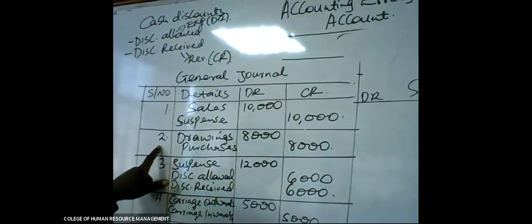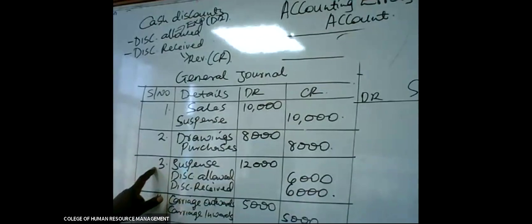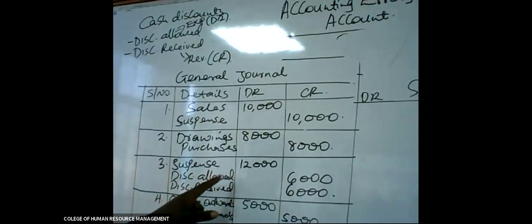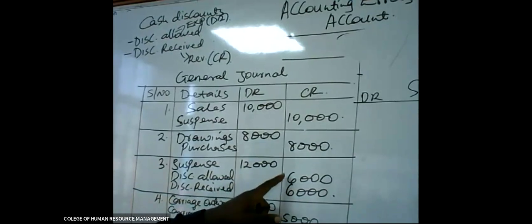The second error, there is no suspense, so this entry cannot be recorded in that account. The third error, it was affecting the suspense by 12,000, and this 12,000 is on the debit. The 12,000 is 6,000 for discount allowed and 6,000 for discount received. So you'll come to the debit side.